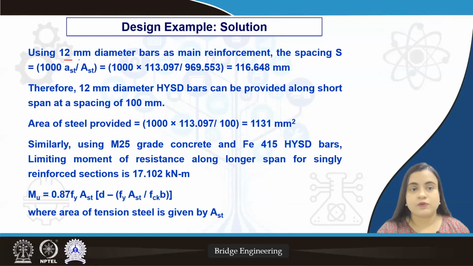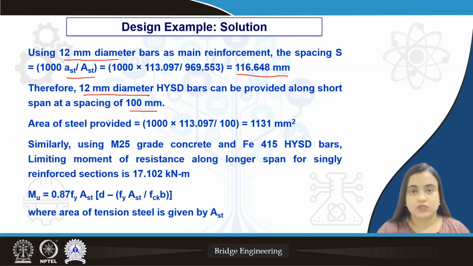So if we consider using 12 millimeter diameter bars as main reinforcement, the spacing S can be obtained as 1000 times small ast by capital Ast, where small ast stands for area of a single bar having a diameter of 12 millimeter. So that is pi by 4 times 12 square. So we can see by providing the magnitude of the terms, we will see that the spacing is 116.648 millimeter. Therefore, we can proceed with providing 12 millimeter diameter bars at a spacing of 100 millimeter.